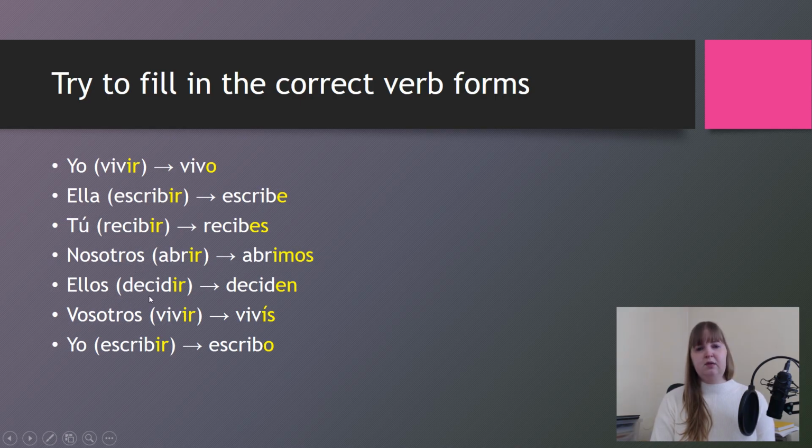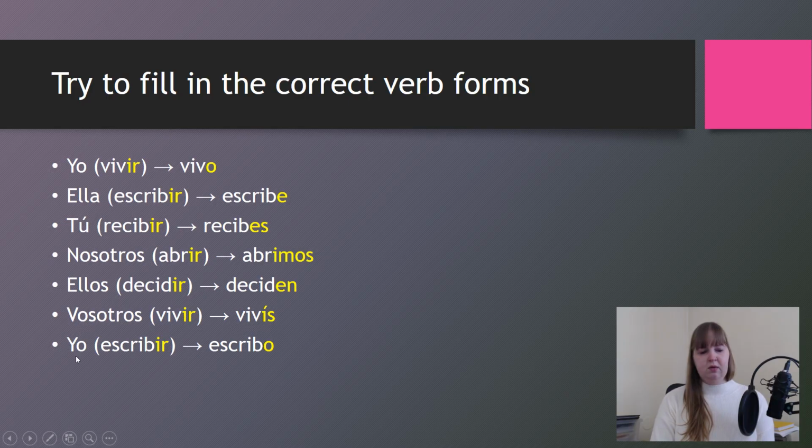Then ellos and the verb decidir. So again, we remove the ending ir. We have the stem decid, and we have to add the new ending en. So the correct form is ellos deciden. Then vosotros and the verb vivir. So again, we have to remove the ending ir. Then we have the stem viv, and we have to add the new ending ís. The correct form is vosotros vivís.